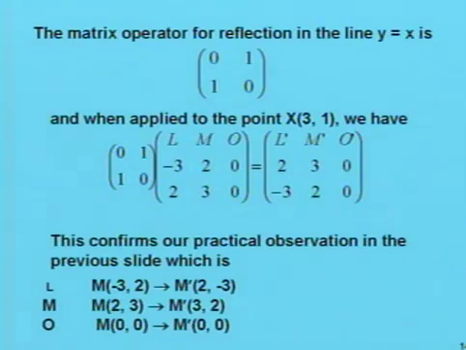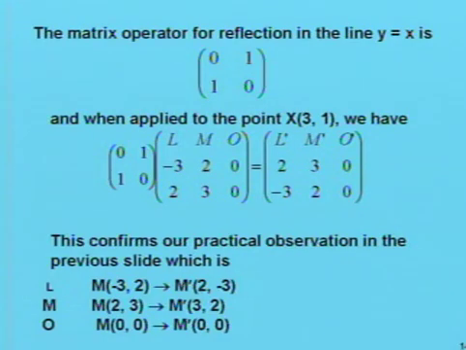When that multiplication is done, we will have L dash, which is the image of L, which will turn out to be (2, -3). Then we'll have M dash, the image of M, which will be the point (3, 2). And when it is applied to the origin, that is O, it will give us (0, 0). So when those points are plotted, it's the triangle we obtained previously.